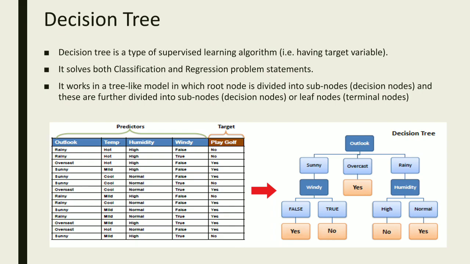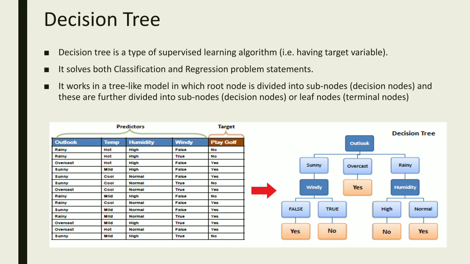Now, if I convert this whole data set into a graph, I can say the root node is outlook. In the further discussion, we will find out how to find the root node. For now, you can just understand we have taken it randomly. We have taken outlook as the root node, and then based on the decision, my outlook can have only 3 values, that is sunny, overcast and rainy.